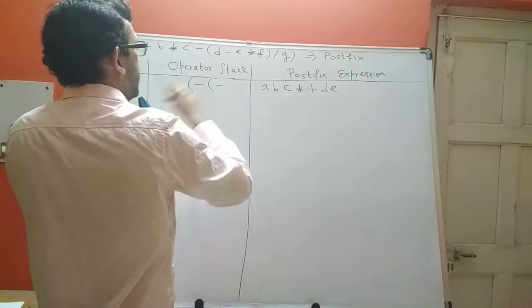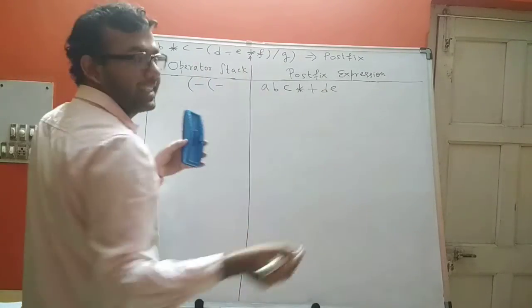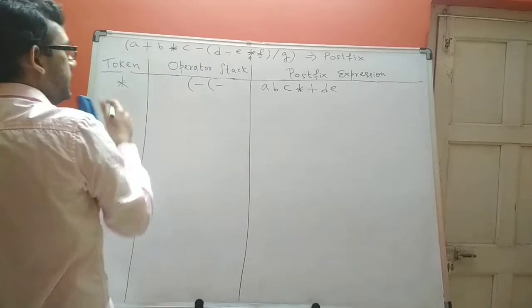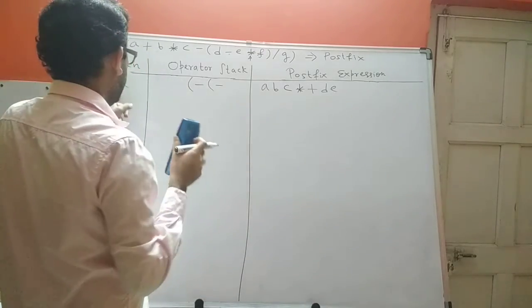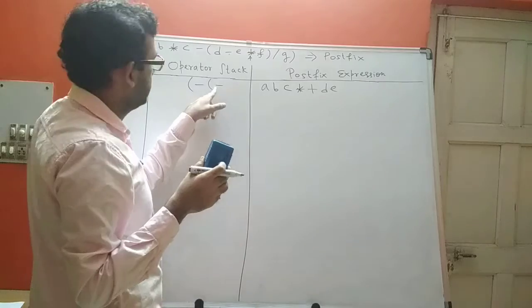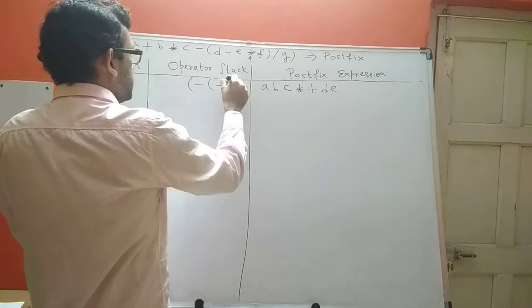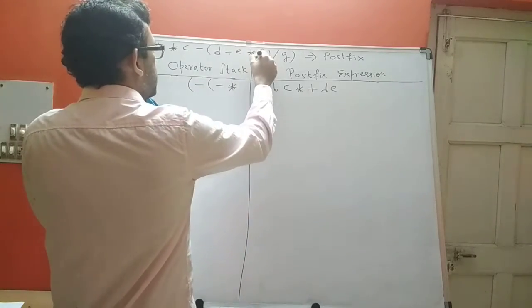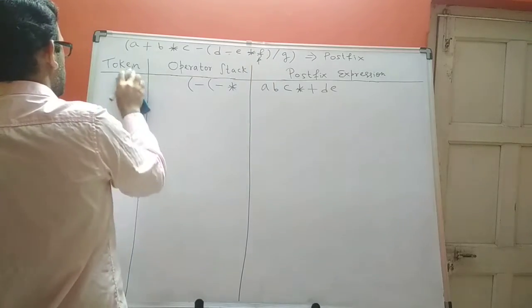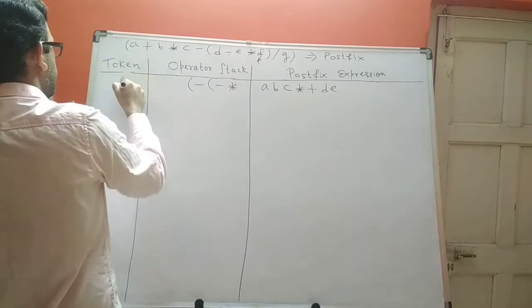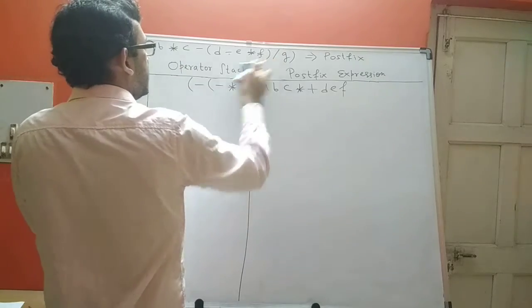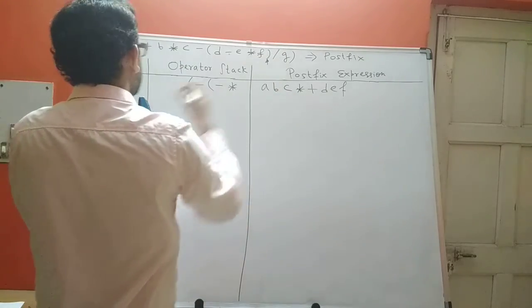My next token is star, which is an operator, and it has greater precedence than the top of stack. It has greater precedence than minus, so I will push it onto the stack. My next token is F, which is an operand. Since F is an operand, I will add it to the output. My next token is closing parentheses.